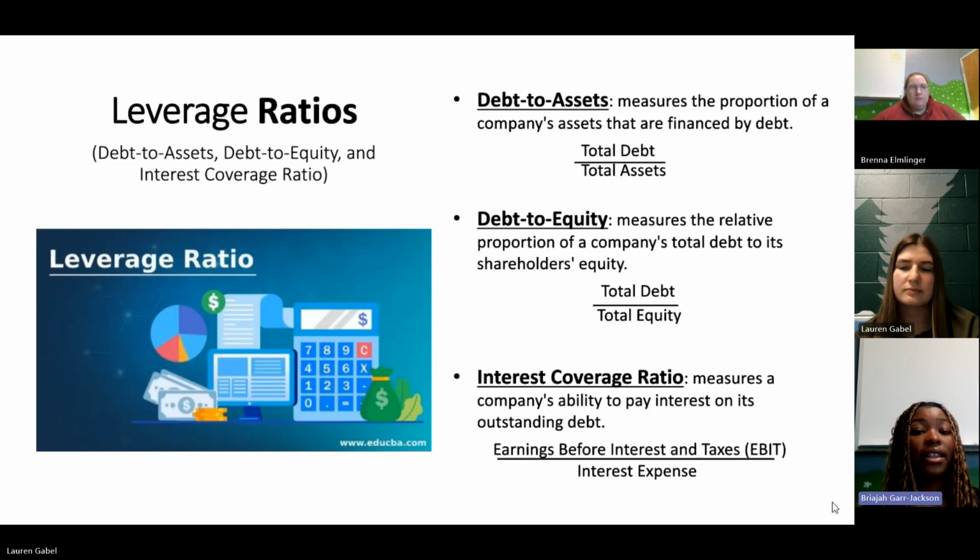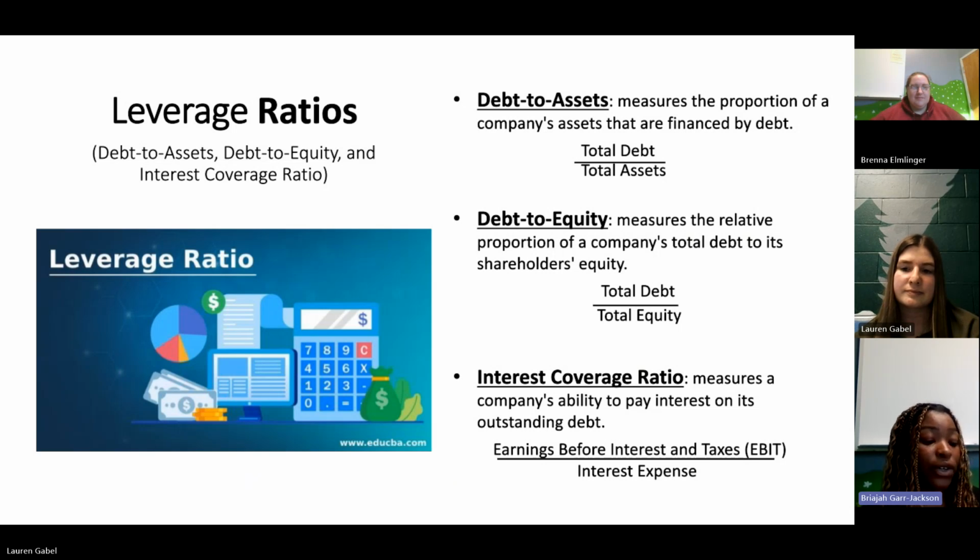Next, we have leverage ratios, which are debt to assets, debt to equity, and interest coverage ratio. So for debt to asset, higher ratios indicate that a larger portion of the company's assets is financed by debt, which could imply higher financial risk. It can change over time by economic conditions or debt repayment.